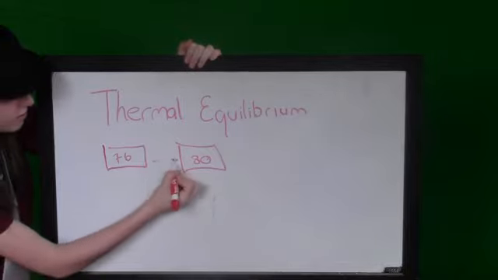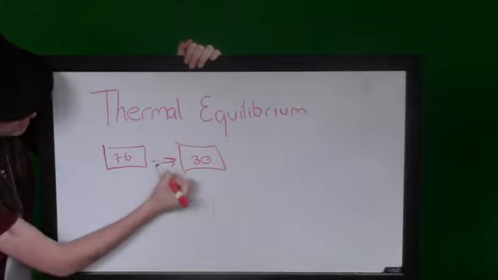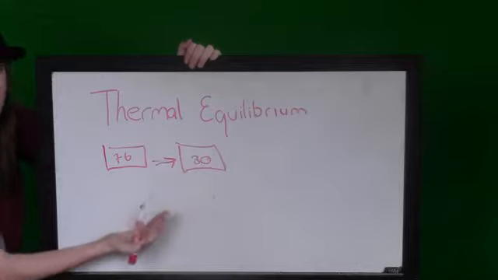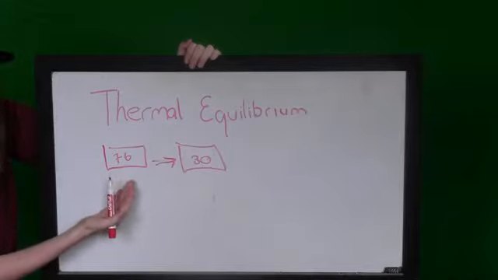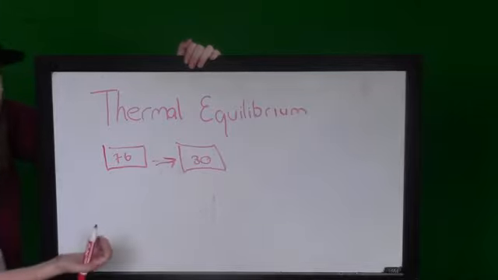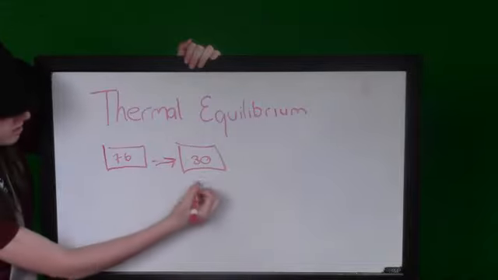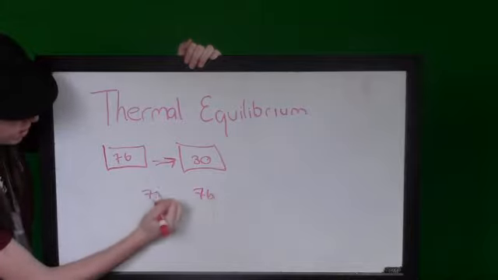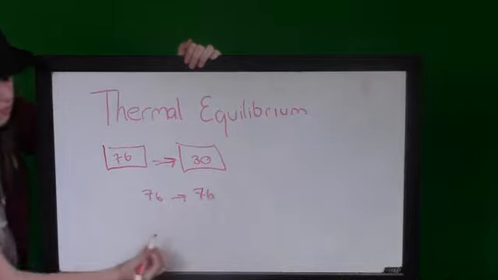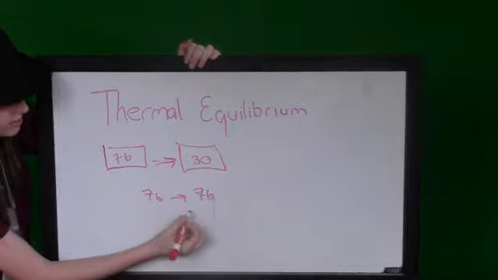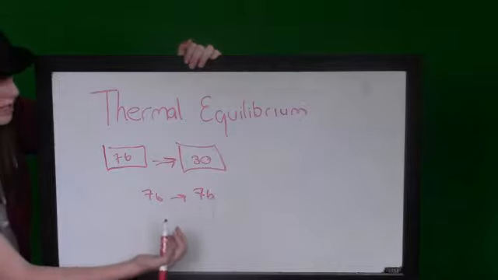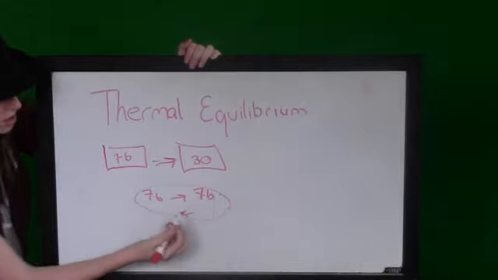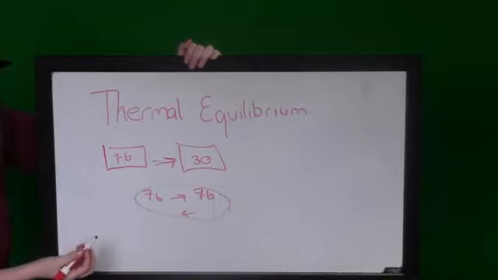This means that the thermal energy is being transferred from the object with the higher temperature to the lower temperature. In this case, it is the 76 degree box to the 30 degree box. Even when this box reaches 76 degrees, which means that both boxes will have the same temperature, the thermal energy continues to be passed between these objects, yet in this case it is being passed back and forth so that each object maintains the same amount of thermal energy.